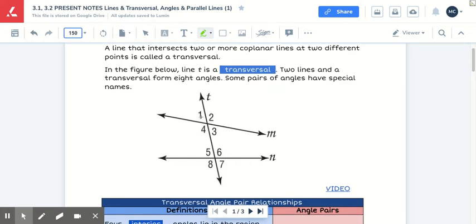So here we can see them, they've got them numbered: angle 1, angle 2, angle 3, angle 4, angle 5, angle 6, angle 7, and angle 8. Some of these pairs of angles have some special names, so we're going to go through those special names here.